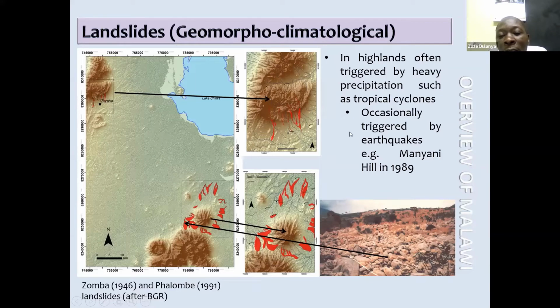We have rare cases of landslides that have been triggered by earthquake events. For example, there's a hill in central Malawi, called Manyani, which experienced a landslide soon after an earthquake that took place in 1989. Again, we don't have a good understanding of which landslides are taking place as a result of tectonic processes and those that are climatological in nature.